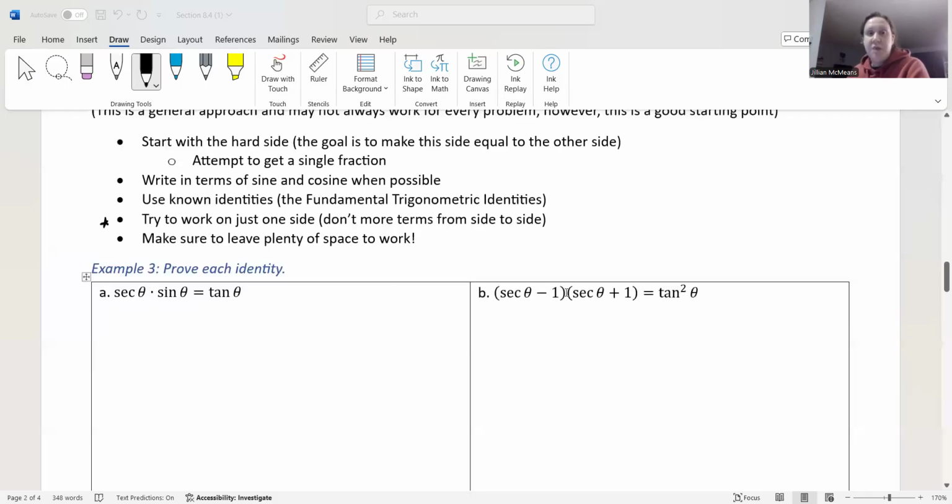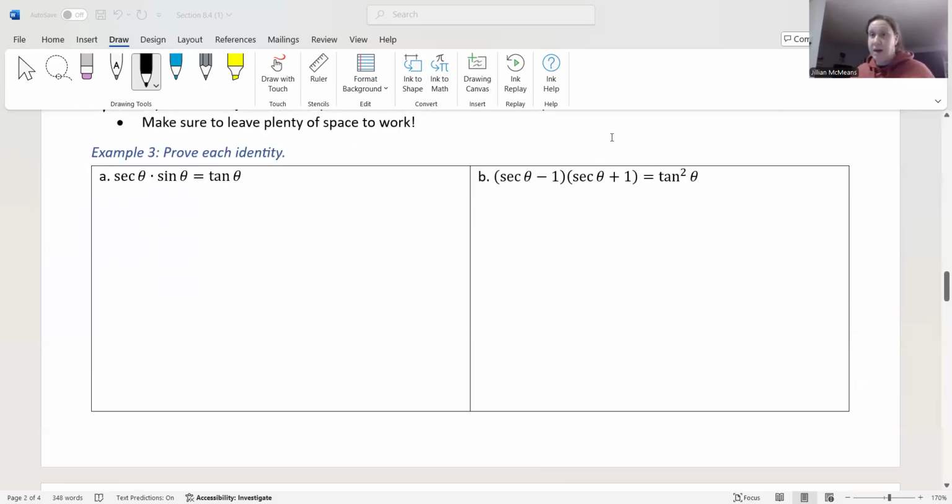For example 3, it says prove each identity. You'll have some people say establish these identities. It kind of means the same thing. For part A, we have secant theta times sine theta equals tangent of theta. We can take it on blind faith and say, sure, it's true, but let's prove it's true. You always want to start with the more complicated side, the side that has more going on. For us, that's going to be the left here. We want to show that secant of theta times sine of theta really does equal tangent of theta. So we want to work on the left-hand side and do different things until we get it simplified and show that it really does equal tangent of theta.